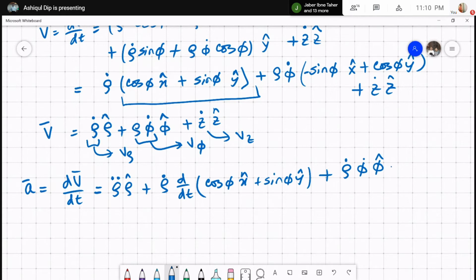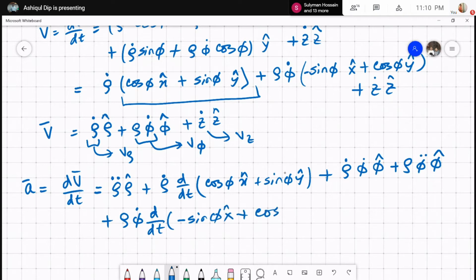Plus rho phi double dot phi hat plus rho phi dot phi hat dot, but instead of writing it that way, we just substitute directly there d/dt of minus sine phi x hat plus cosine phi y hat, and then plus z double dot z hat.